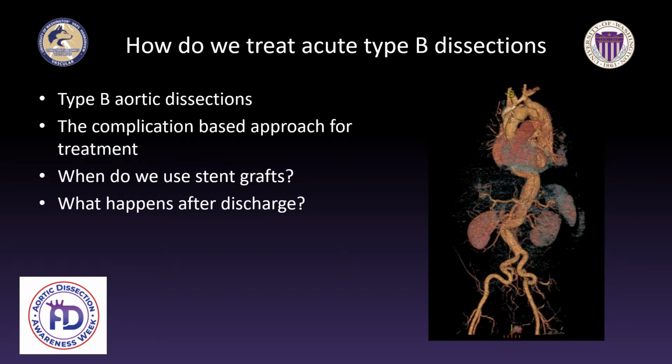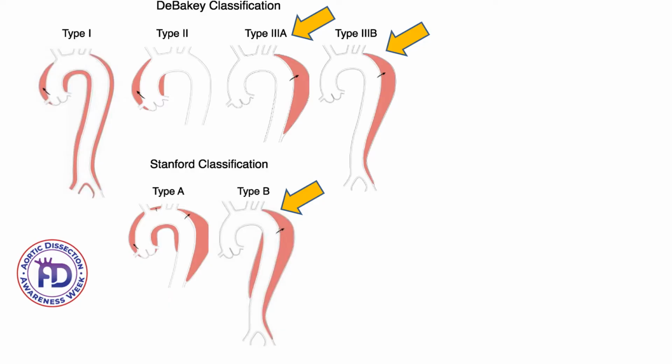And this is by no means an intended talk to cover every iteration of type B aortic dissection. It is simply to give you a solid foundation as you begin to understand what this entails. At this point, you are quite familiar with the classification of aortic dissections, and I'm specifically talking about type B aortic dissection according to the Stanford classification, or type 3A and 3B according to the DeBakey classification.